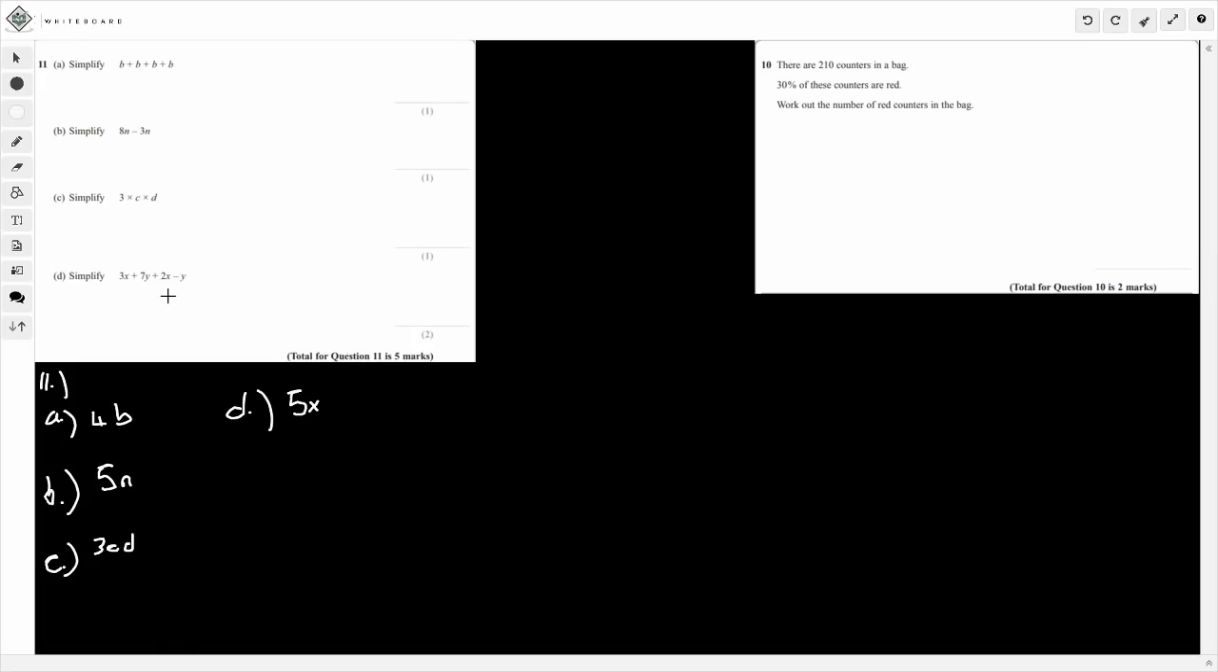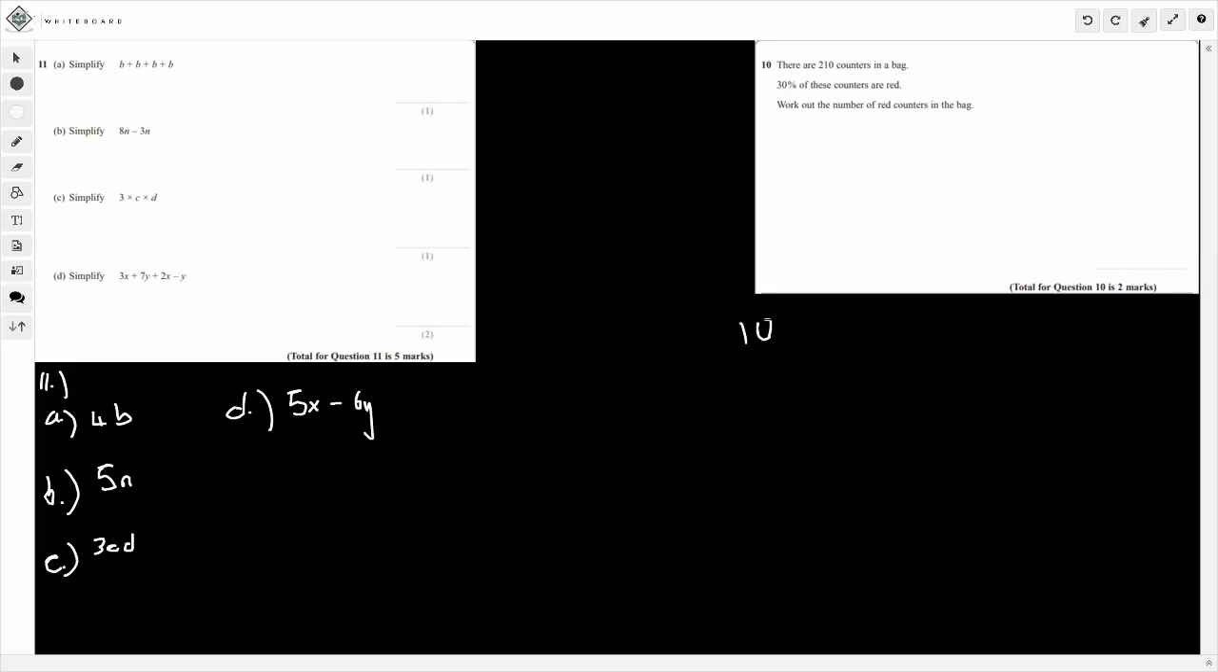So we've dealt with the x's. Let's move on to the y's. I've got 7y here and I've got a minus y here. So you've got 7 chocolate bars. Someone takes one off you. How many chocolate bars have we got? We've got 6y, or 6 chocolate bars left over. And that's part D done as well.